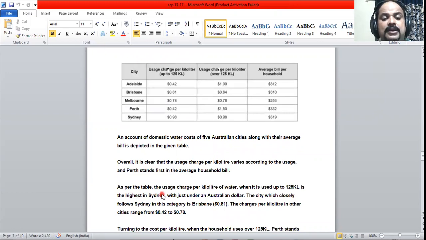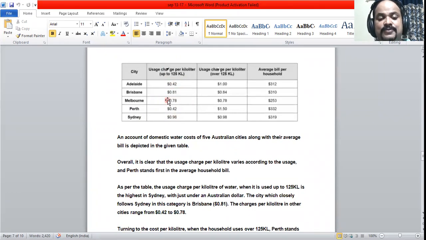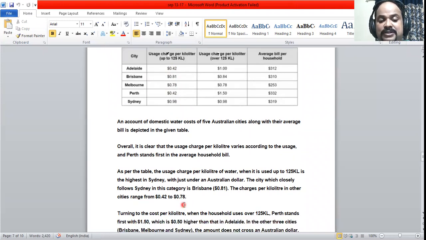Now, as per the table, the usage charge per kiloliter of water when it is used up to 125 kiloliter is the highest in Sydney. If it is used less than 125 kiloliter, the city which closely follows Sydney in this category is Brisbane, at $0.81. The charges per kiloliter in other cities are 0.42, 0.42, and 0.78. This is the range. I have not mentioned the names of the cities; we have it mentioned in the coming paragraph.